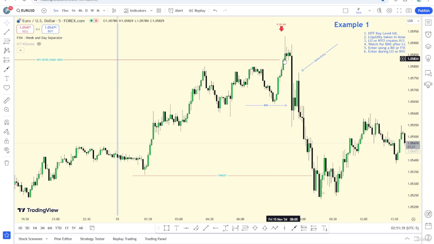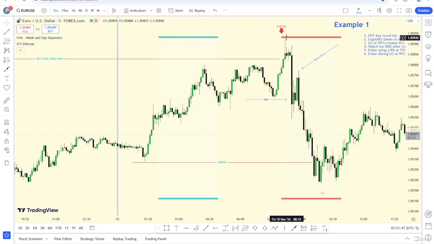Then after taking out that high or this key level during New York session, if I turn on maybe the kill zone indicator, you can see this is within the New York session. So all this happened within the New York session. So during the New York session at 8:10 a.m. we created the high. Then the high was confirmed once we had that break in structure.